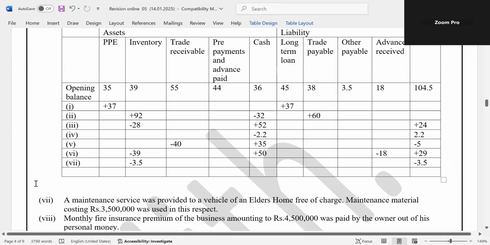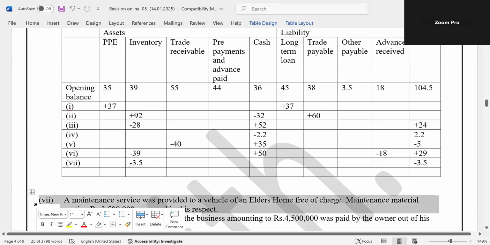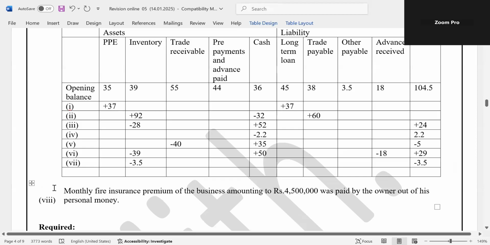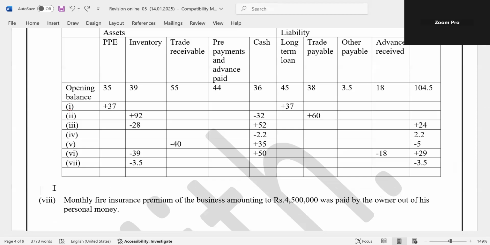And think 8, transaction 8. The monthly fire insurance premium of the business amounting to 4.5 million was paid by the owner out of his personal money. The owner paid 4.5 million from his personal money for the fire insurance premium.